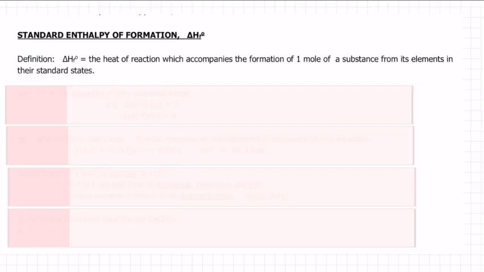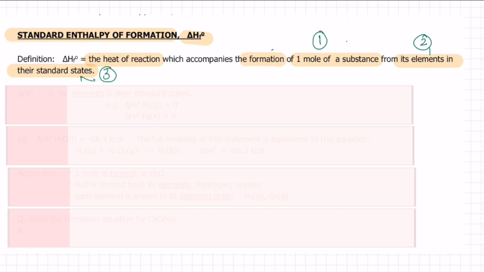Another example of a standard enthalpy could be the standard enthalpy of formation. It is written as delta H naught F, and it is defined as the heat change that happens when 1 mole of a substance is formed from its elements in their standard states. So it's important to note that the conditions are that 1 mole of the product must be formed, and this product must be formed from the elements. So that's the second condition. And the third condition is that those elements must be in their standard states, so at 25 degrees Celsius and 1 atmospheric pressure.